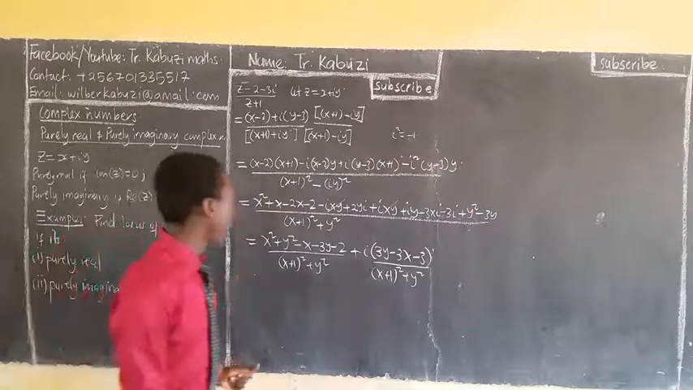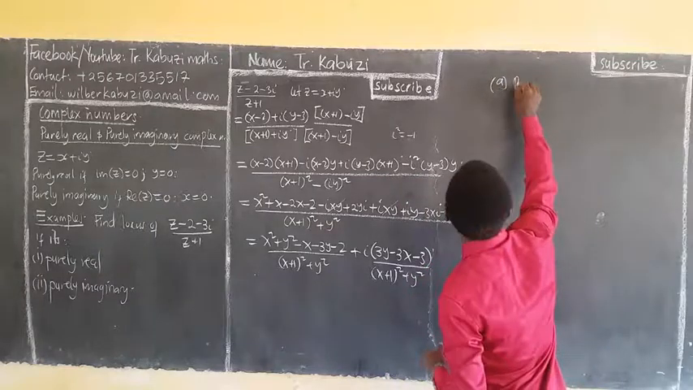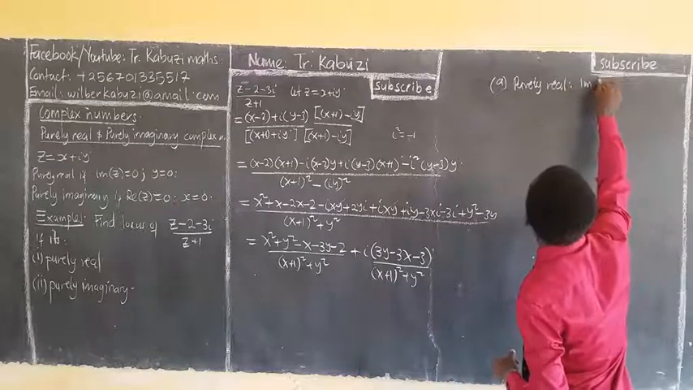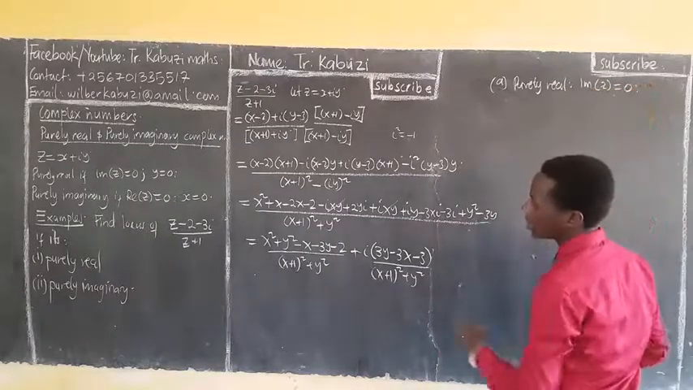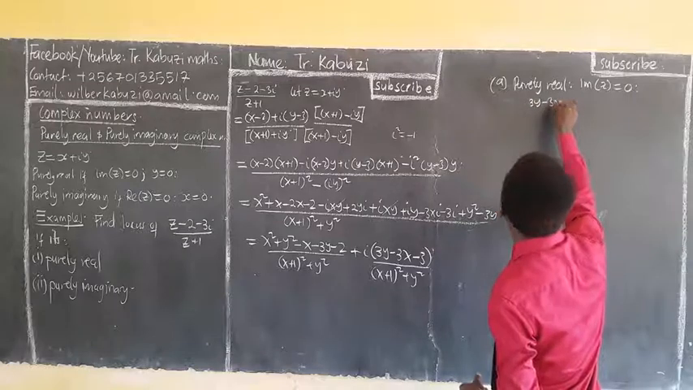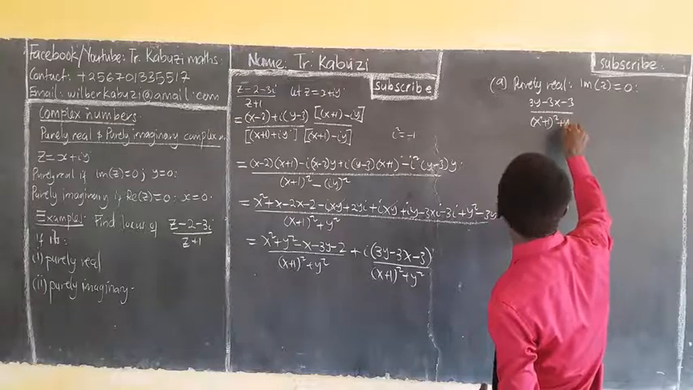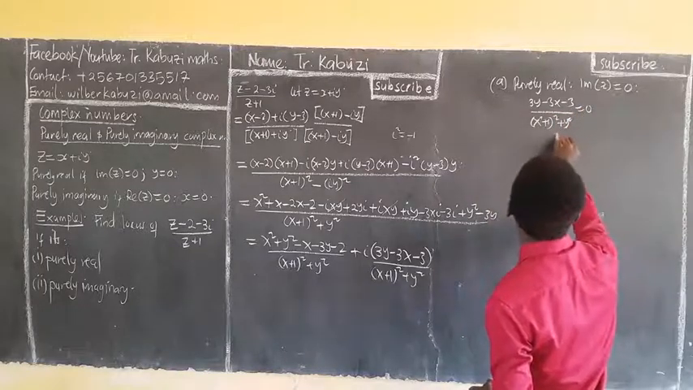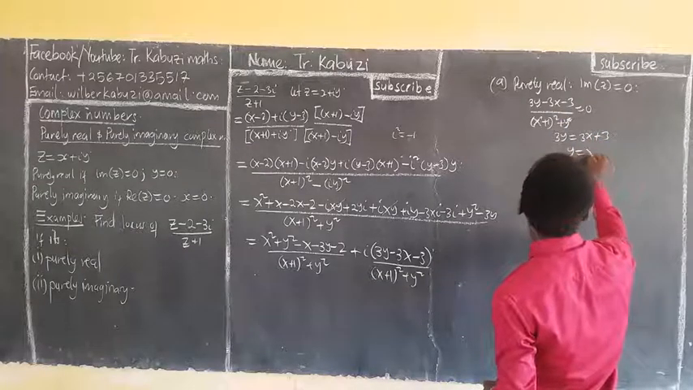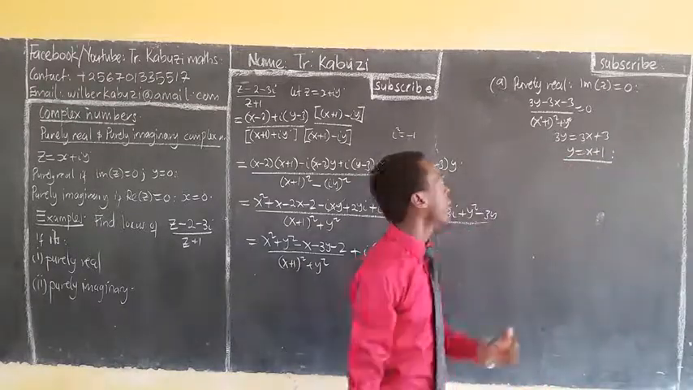So now, if I'm to handle part A, which says purely real, it means that the imaginary part of z is equal to 0. So this is my imaginary part. Real means that all of this is 0. So now 3y minus 3x minus 3 over x plus 1 squared plus y squared is equal to 0. First multiplying, so that we have 3y equal to 3x plus 3. So my y is x plus 1. So if it's purely real, what you get is a line. You can describe it if you want.